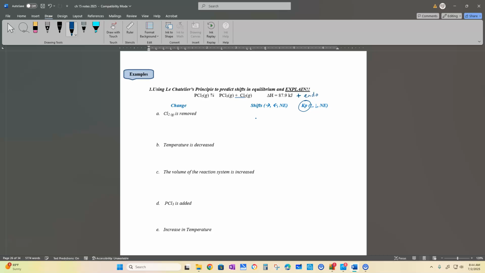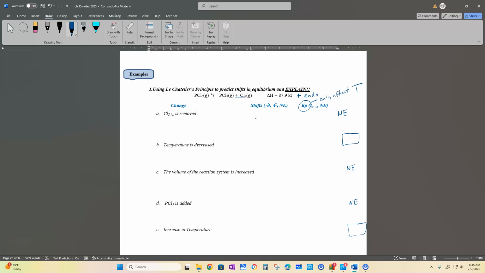So let's do a little reminder. K only affected by temperature. Okay. So if I notice any of these, Cl2 is removed. Well, that doesn't affect K. Temperature's decreased. Okay, something's happening there. Volume, nope, not changing. PLC's added, nope, not changing. And temperature's increased. All right, well, I got 2 temperatures there. Okay. I always like to do those first because I don't want to get tricked in the head thinking K is going to change unless it's temperature.